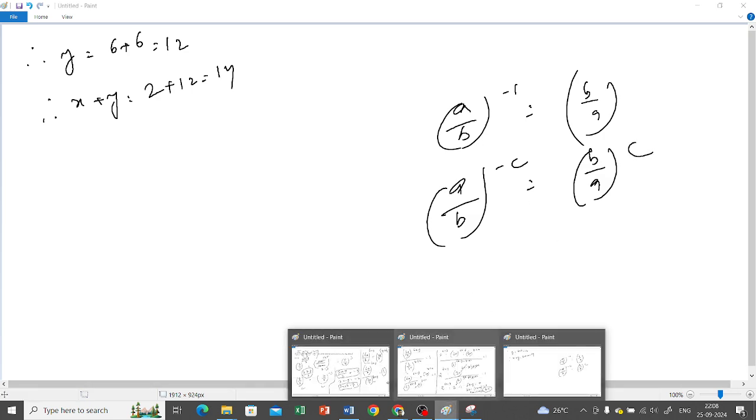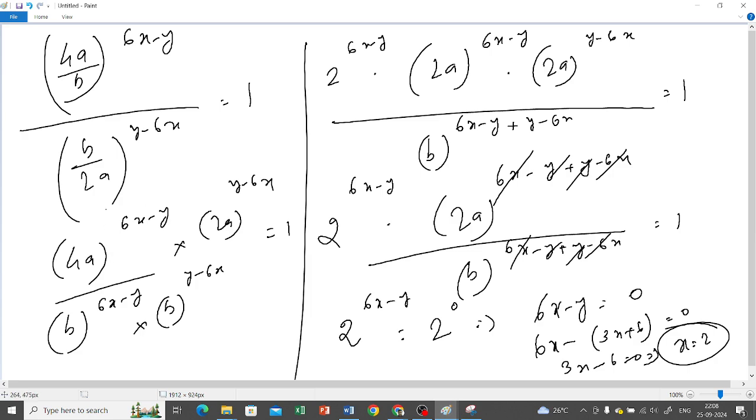Yes, sir. Okay. So what we are getting is 4a to the power 6x minus y divided by b to the power 6x minus y. So this thing becomes reciprocal. You see b by 2a, and now I am just breaking the powers into individual items. 4a to the power 6x minus y by b to the power 6x minus y into, okay, this thing goes up. See, this is simple algebra. 2a to the power y minus 6 by b to the power y minus 6. It is simple algebra.